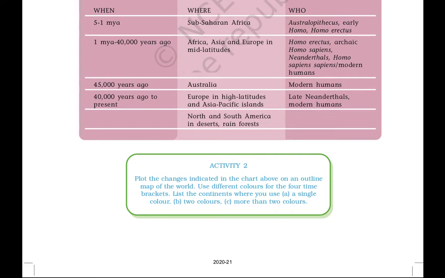Also in North and South America, in deserts and rainforests. Activity 2. Plot the changes indicated in the chart above on an outline map of the world. Use different colors for the 4 time brackets. List the continents where you use a single color, second 2 colors, third more than 2 colors.